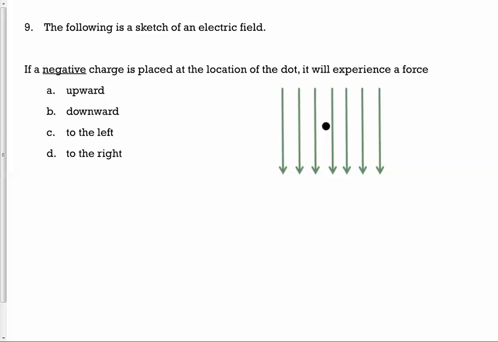Similar question. This time we have an electric field, and you see it looks to be a uniform electric field pointing downward. And this time we're going to place a negative charge at this dot, and we want to know which way the force goes. Now, positive charges go with the electric field, so a positive charge would go downward, but because we have a negative charge, it's reversed, and so it would go upward. It would feel a force upward, I should say. It would accelerate upward.